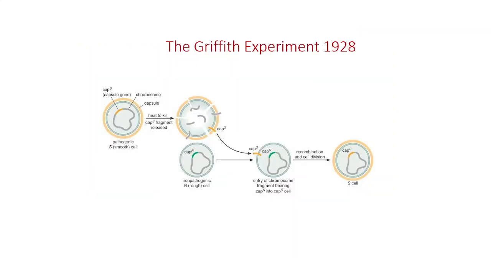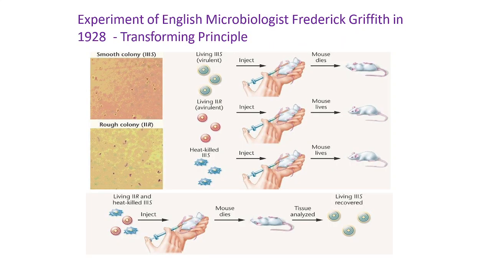So now the question was, what was the driving force that occurred, or what was the exchange that occurred between the heat killed virulent strain and the avirulent strain that not only led to the death of that mice but also activated the heat killed virulent strain within that particular mice.